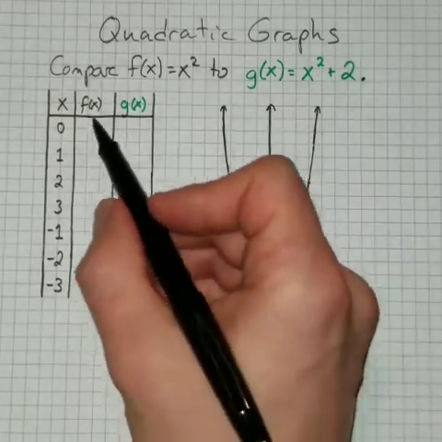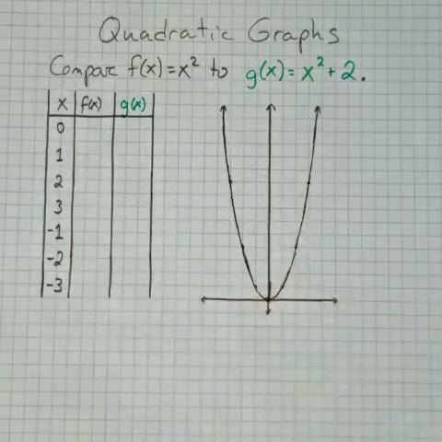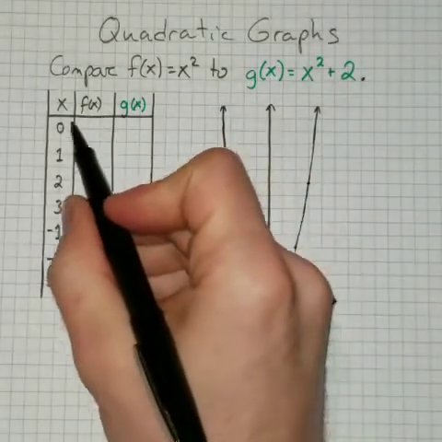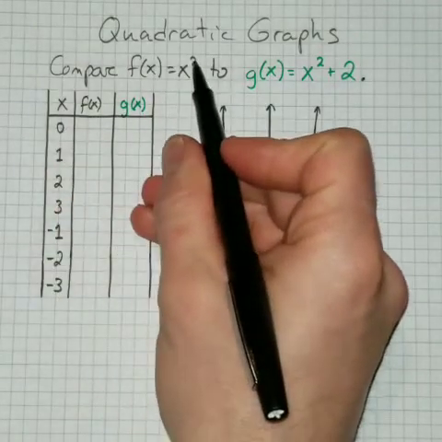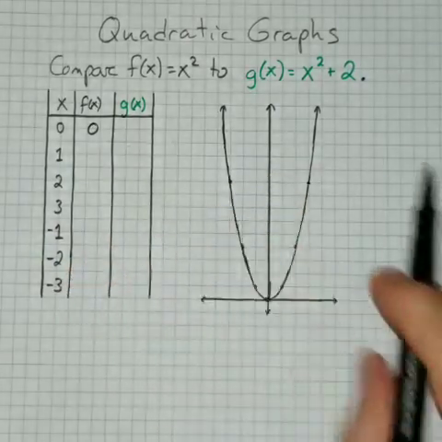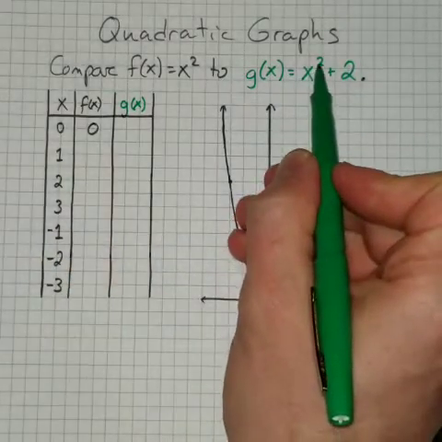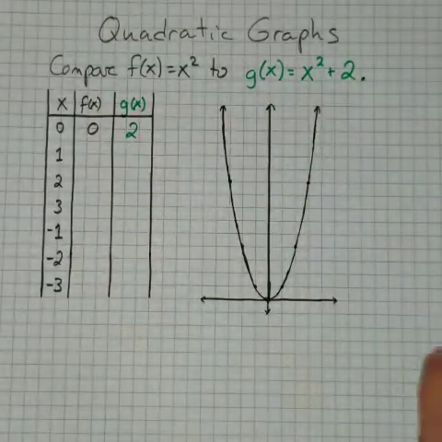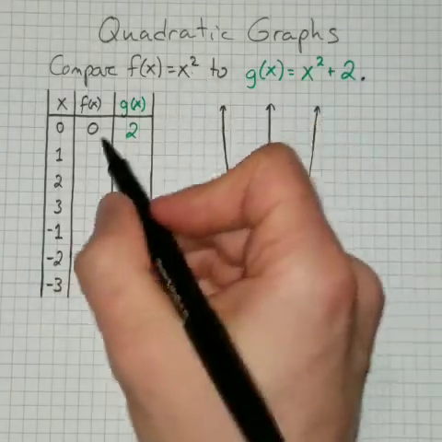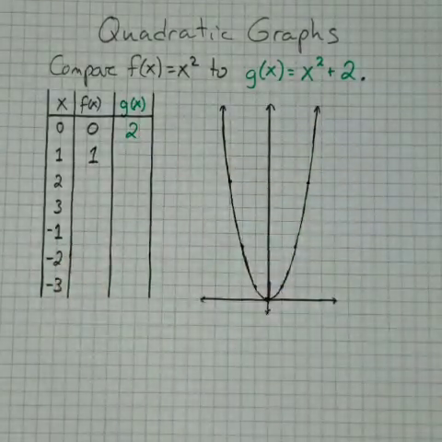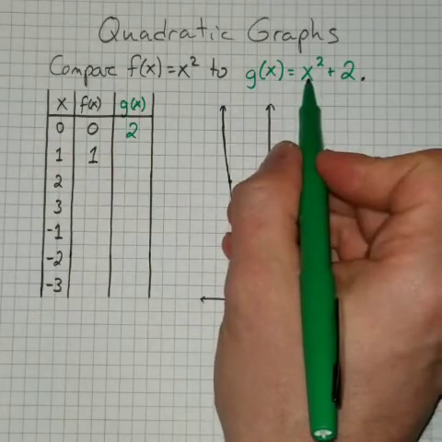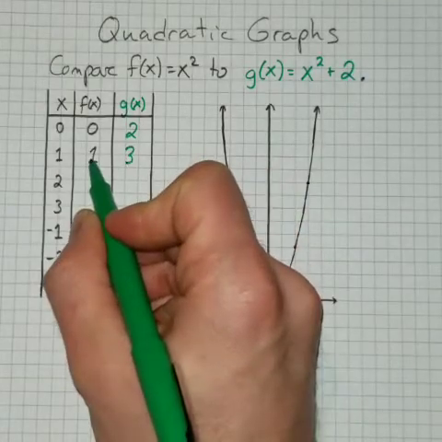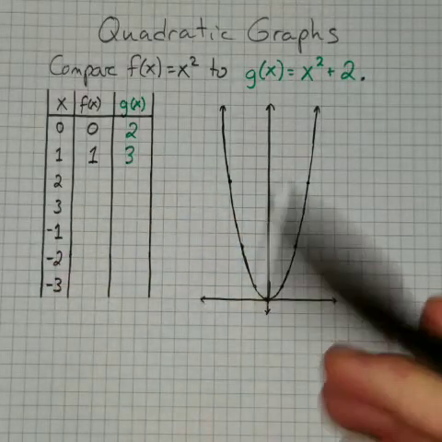So again, this middle function is going to be just like we had before. But then we'll go ahead and make the adjustment by adding the 2 in each one. So if you plug in a 0, 0 squared is 0. But then if you do 0 squared plus 2, you would get 2. It's just 2 more than the previous number. If I plug a 1 in, 1 squared is 1. But then if I plug that 1 into the g function, 1 squared is 1 plus 2 makes 3. Again, it's 2 more than the previous column.